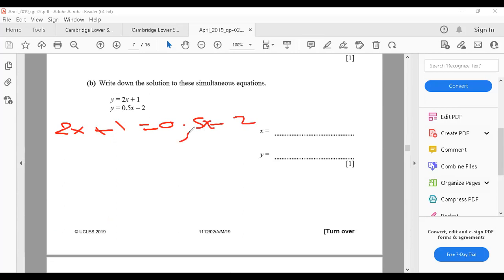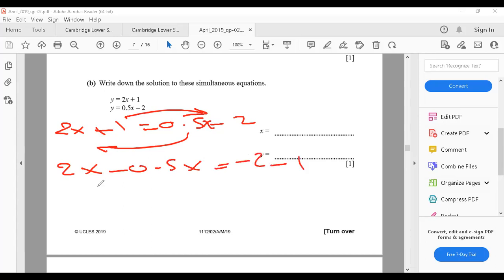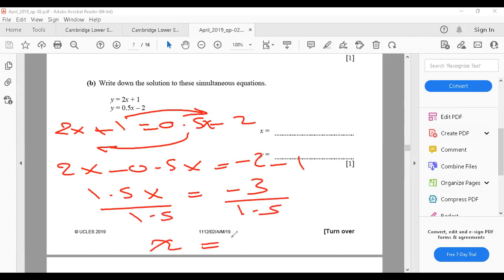So the half x has to go there, and the 1 has to go there, so it will be 2x minus half x equals -2 minus 1. So 2x minus half x equals 1.5x, and this is equal to -3. Divide by 1.5 on both sides. So x will equal what? Negative 2.